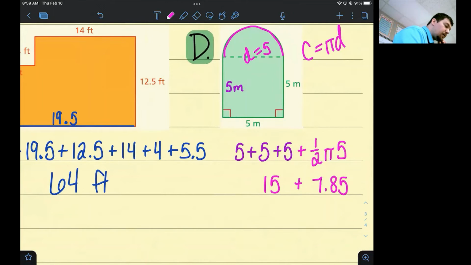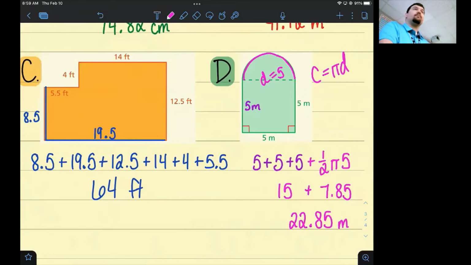Say it again. 22.85, and label it for me. Just meters. Yeah, 1 m is meters, 2 m is millimeters there. So 22.85 meters. Questions?